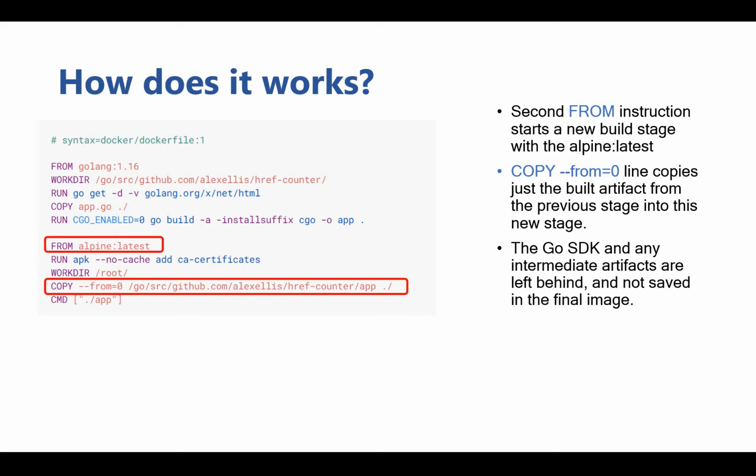You don't need multiple Dockerfiles, you don't need to copy some stuff. You just put the instructions and tell what needs to be copied from the previous stage to the final stage. So it will just keep that and leave the rest of the things.